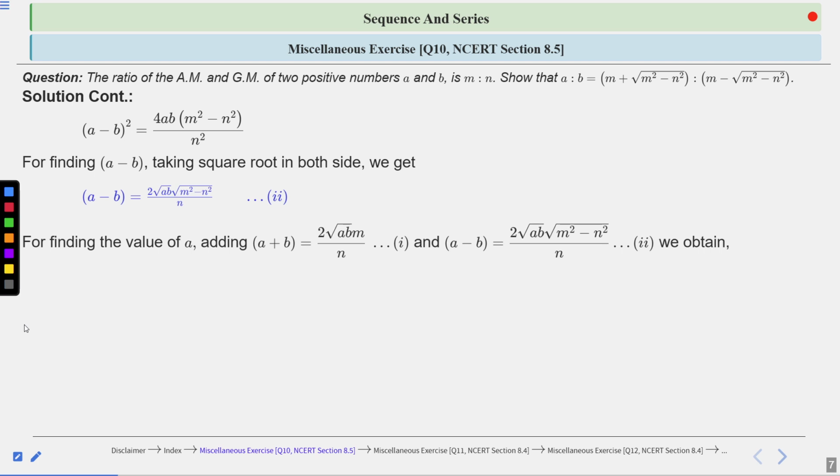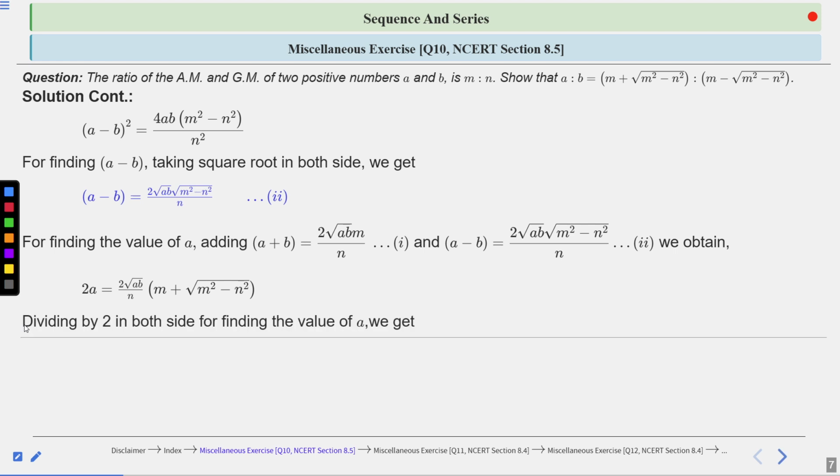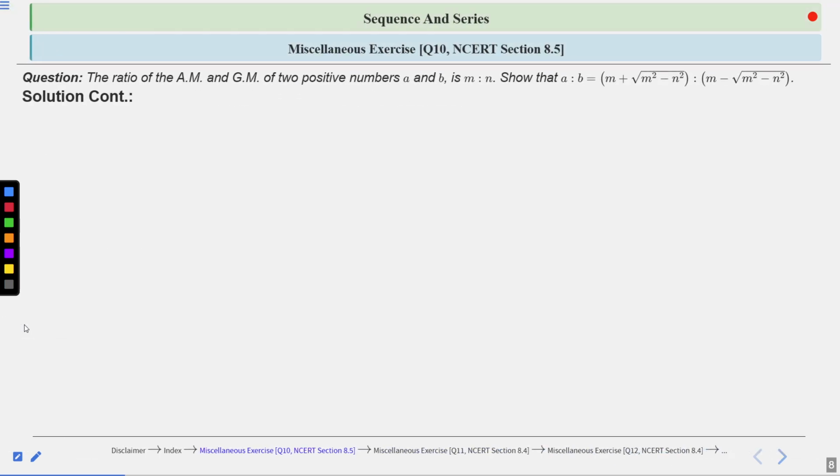Now, for finding the value of a, adding a plus b is equal to 2 root ab m upon n, which was equation 1, and a minus b is equal to 2 root ab root over m square minus n square upon n, which is equation 2, we obtain 2a is equal to 2 root ab upon n into m plus root over m square minus n square. Now, dividing by 2 on both sides for finding the value of a, we get a is equal to root ab upon n into m plus root over m square minus n square.